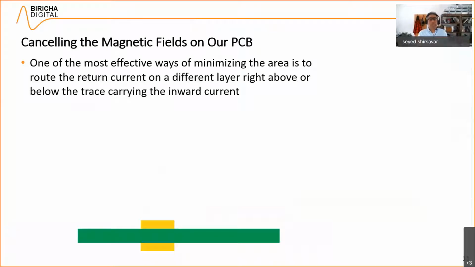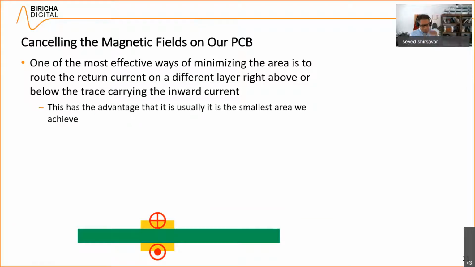One of the most effective ways of minimizing is to route the return current right on top of the input current. So as the current goes in, the return path comes under, as I've shown. This is my PCB. This is the current going in. That is the current coming out. There we go. That's the current going in. That's the current coming out.